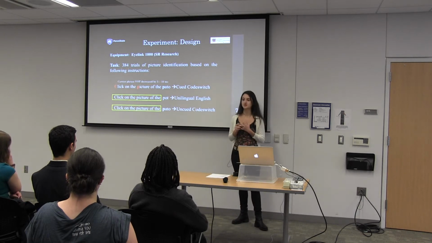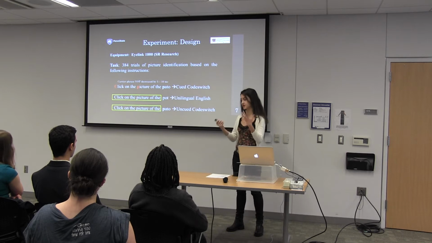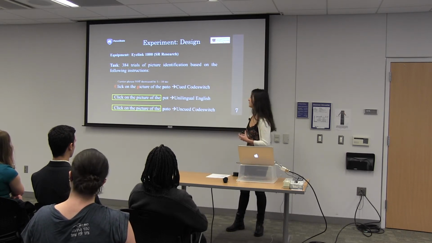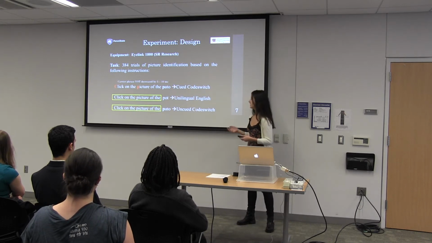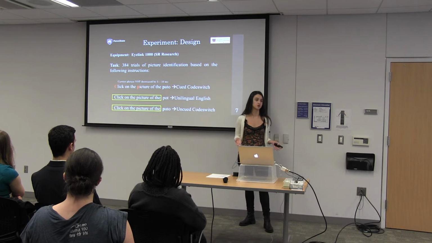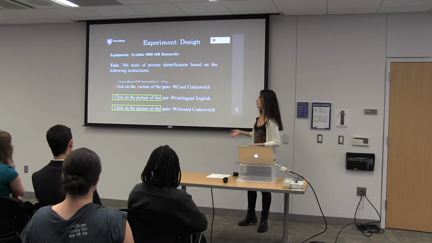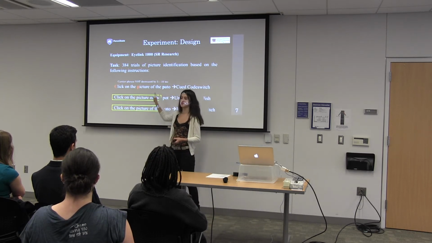The experiment itself was an eye tracking experiment. The participants would sit through 384 trials of picture naming, and they would be listening to 1 of 3 instructions on each trial. The primary instruction was a natural code switch. In this case, it's click on the picture of the pato. We have a natural code switch in which, from click to that's the English carrier phrase, there are phonetic cues.